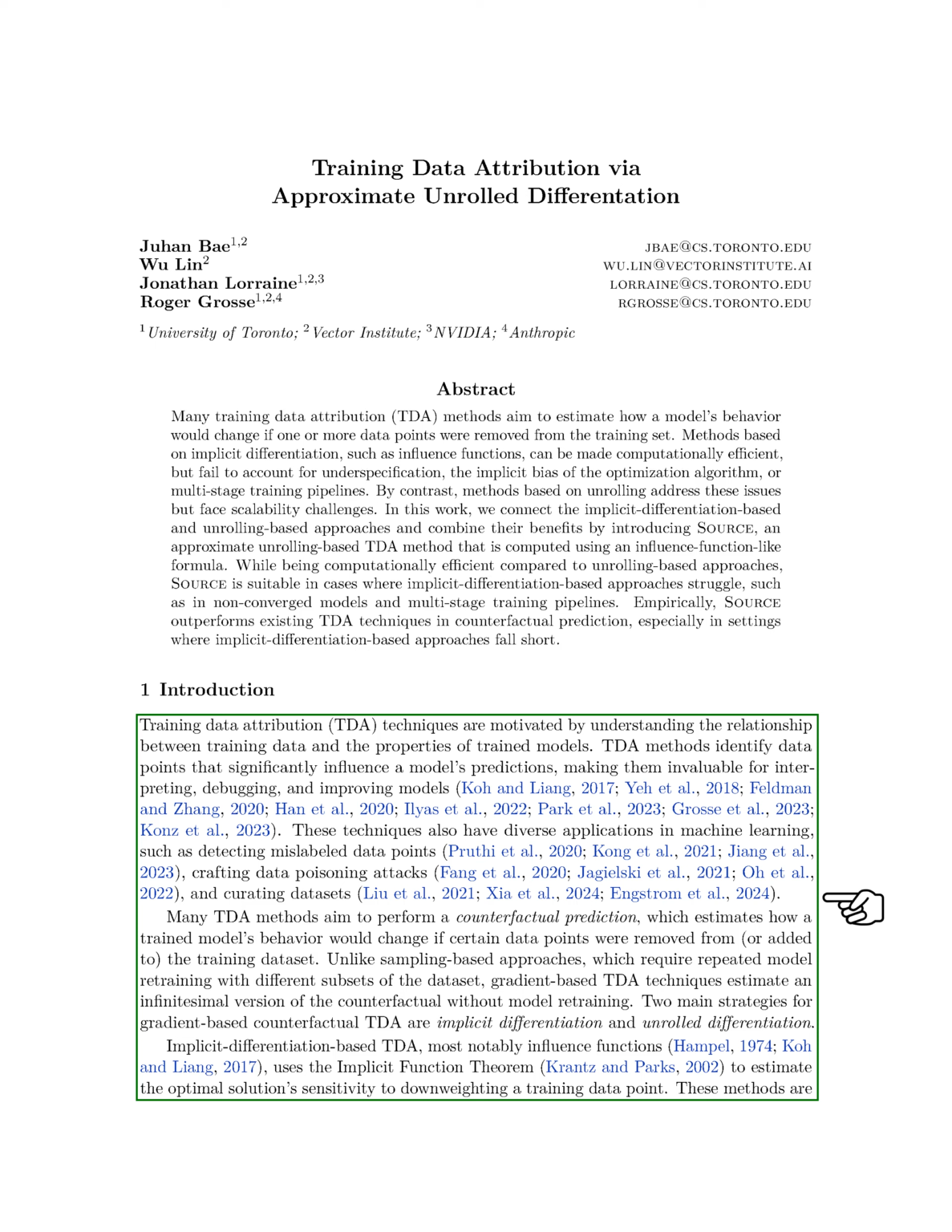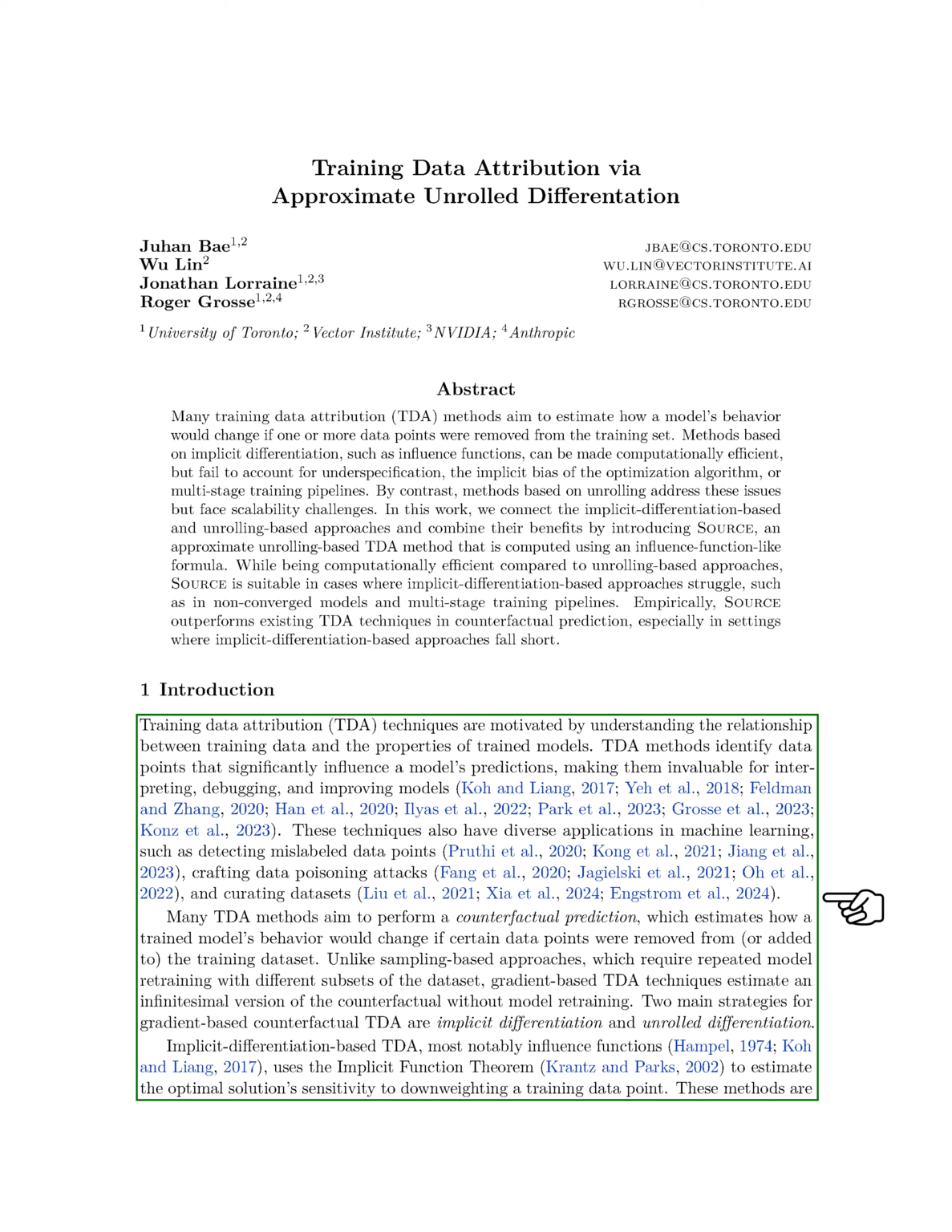These techniques find applications in various areas of machine learning, such as spotting mislabeled data points, creating data poisoning attacks, and managing datasets. Many TDA methods strive to make counterfactual predictions. These predictions estimate how a trained model's behavior would alter if specific data points were removed from or added to the training dataset. Unlike sampling-based approaches that require repetitive model retraining with different data subsets, gradient-based TDA techniques estimate a tiny version of the counterfactual without retraining the model.